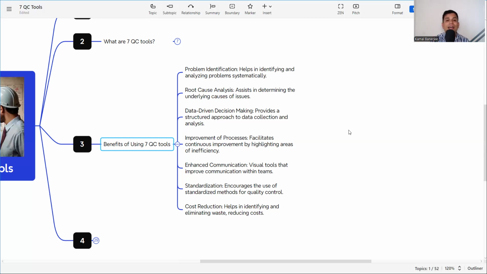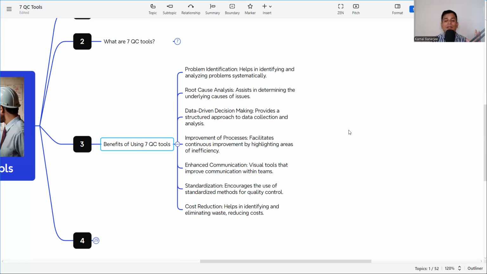Then comes root cause analysis. With this chart, we can do root cause analysis and find out the underlying cause and what the remedy is. Just as doctors do different tests to find out the main reason for our illness, and then give medical treatment accordingly.